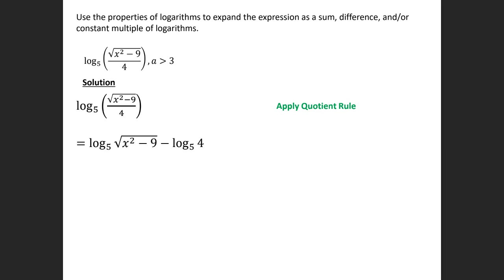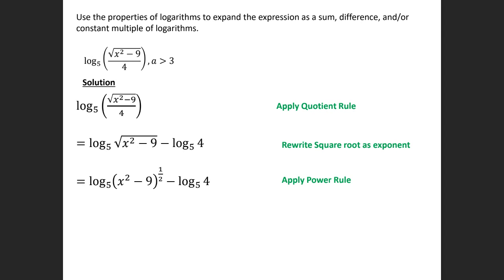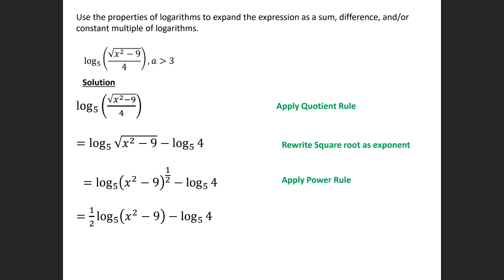This first log can be simplified, and I know it can be simplified because again, the square root I can represent as an exponent. So I rewrite the square root as an exponent. I'm going to have the log of base 5 of x squared minus 9 to the 1/2 power. So applying my power rule, I'm going to multiply that 1/2 to my log, and it's going to give me 1/2 log of base 5 of x squared minus 9. But again, I cannot stop here, and most students stop here.